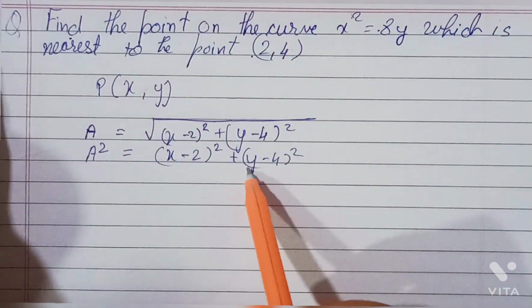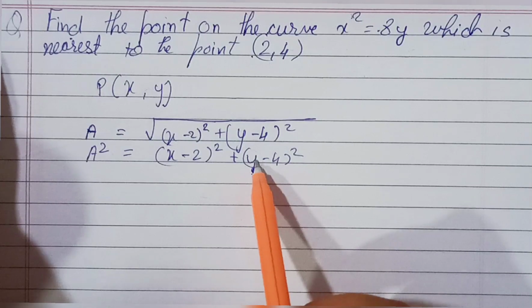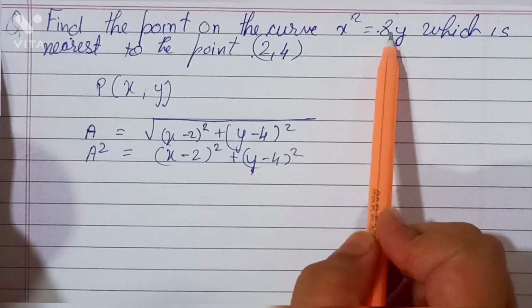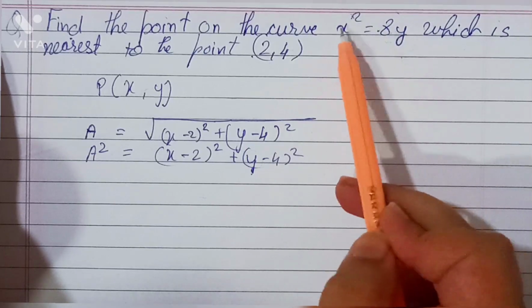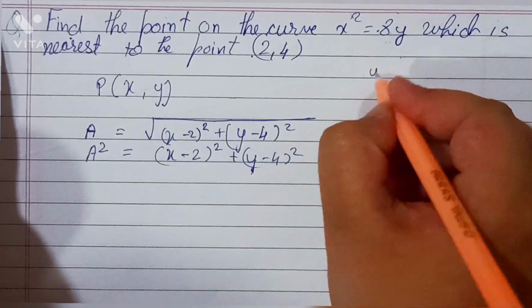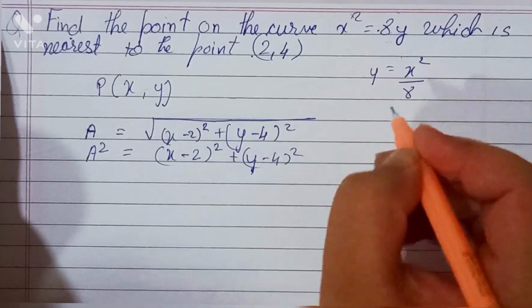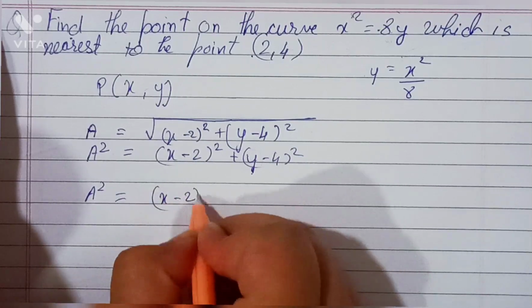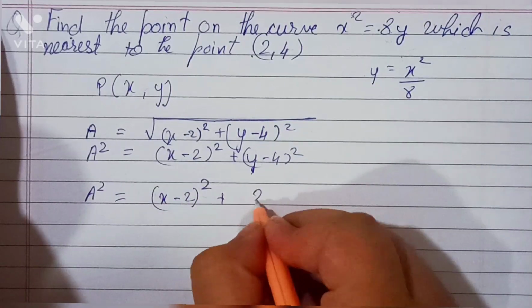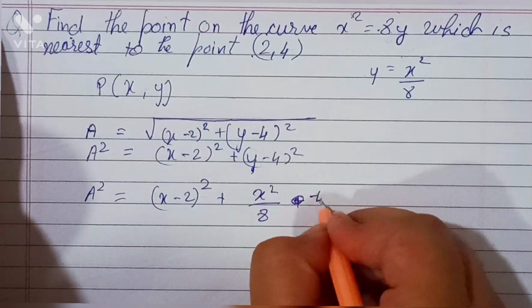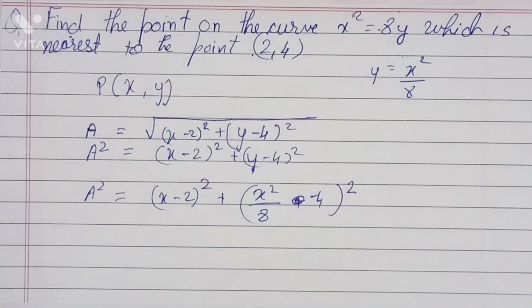So for taking into same variable, I'll convert this y using this equation. This point will satisfy of course this curve, so I'll take y as x square by 8 and put it over here. So y is equals to x square by 8, and I'll put over here. So a square is equals to (x minus 2) to the power 2 plus (x square by 8 minus 4) to the power 2. Now we'll differentiate this equation.